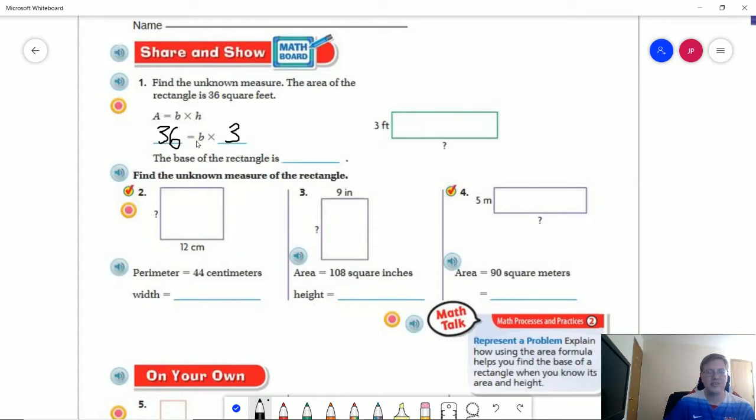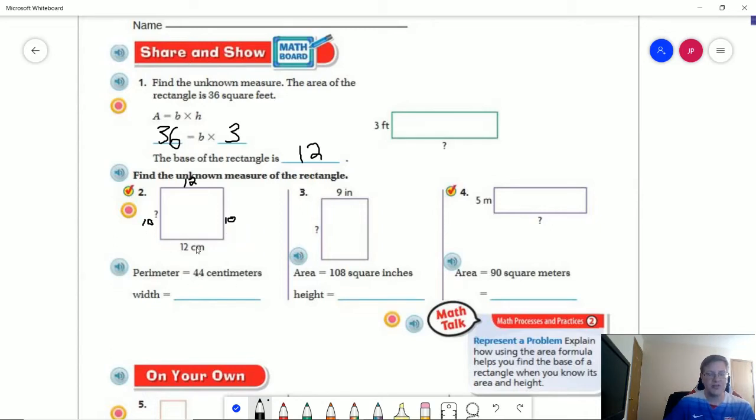And so 36 is going to be equal to our base times 3. So I could take this number, divide it by 3 to get the answer, and that would give us 12. Number 2, if we have a perimeter of 44 centimeters, we are not going to have a square here. So the top side and bottom side are both going to be 12 centimeters, which gives us 24, which means our other side lengths are going to both be 10. So 12, 24, 34, 44 for our perimeter.